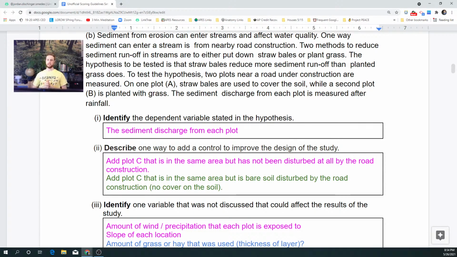So identify the dependent variable state in the hypothesis. What we want to do is be very specific. It's the sediment discharge from each plot. You could also say the sediment runoff, because we are saying right here, the sediment discharge from each plot is measured. Just keep it simple. The sediment discharge. It's right there. I can't say this enough. Don't call it the runoff. Don't say the amount of erosion. Don't say the rainfall amount. They have literally the sediment discharge from each plot. I don't think you can actually copy and paste tomorrow. I don't know if Control-C, Control-V work, but literally, like, take it right out of there.